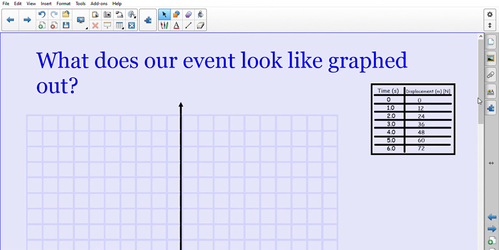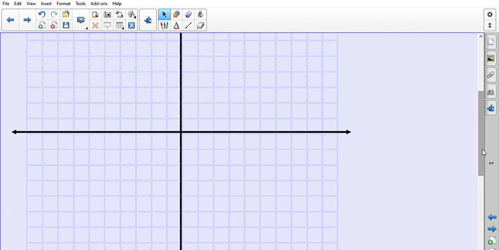So, what does our event look like graphed out? Take a second with a piece of graph paper.